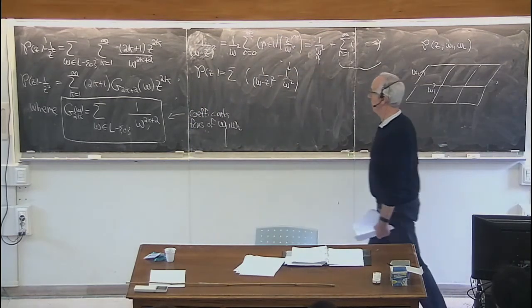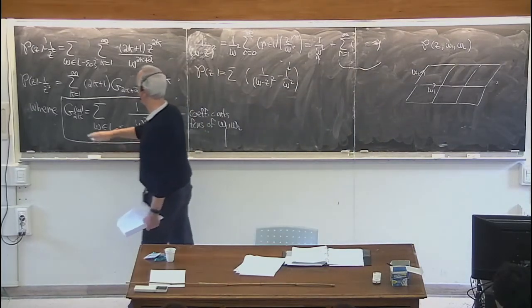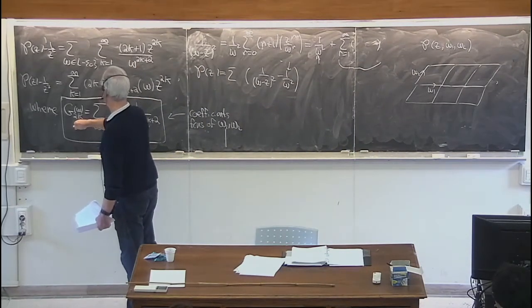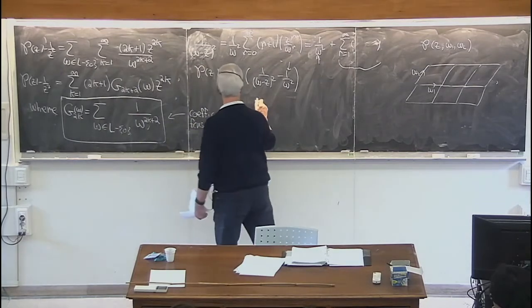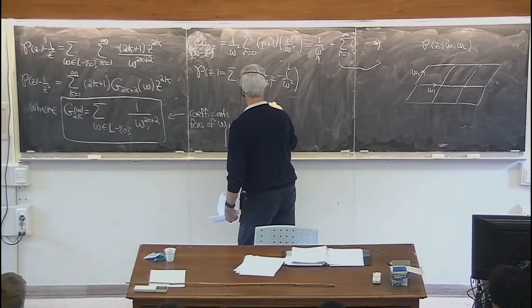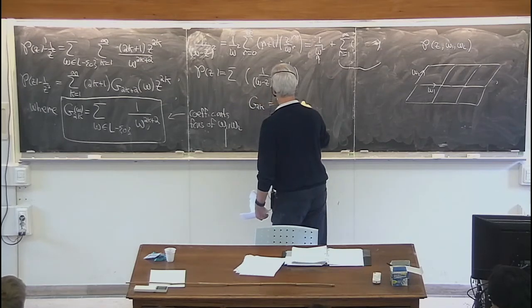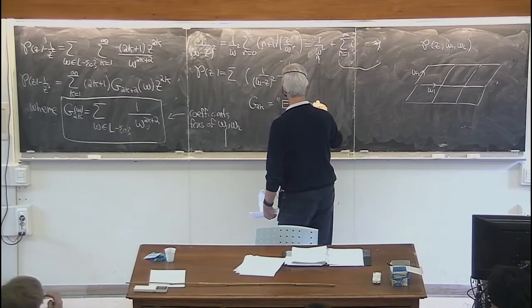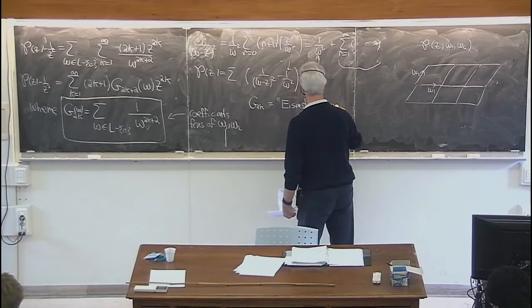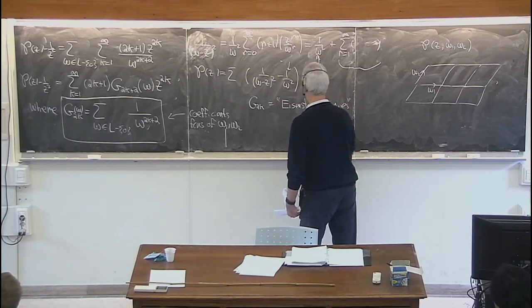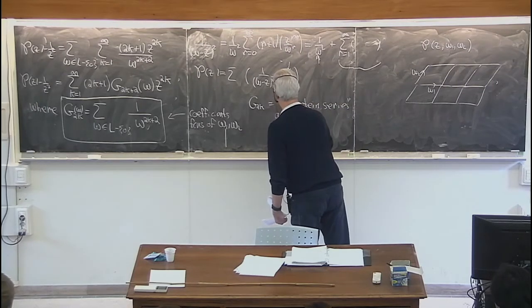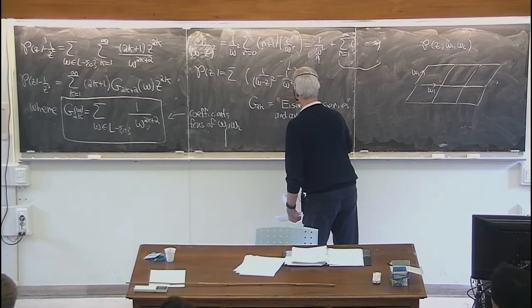So what we're going to see soon is that these functions G_{2k} are what are known as Eisenstein series. And they are modular forms.